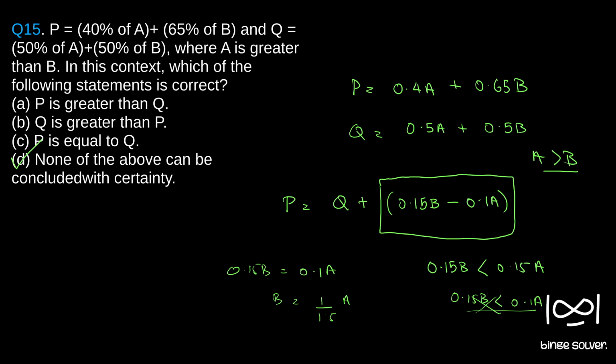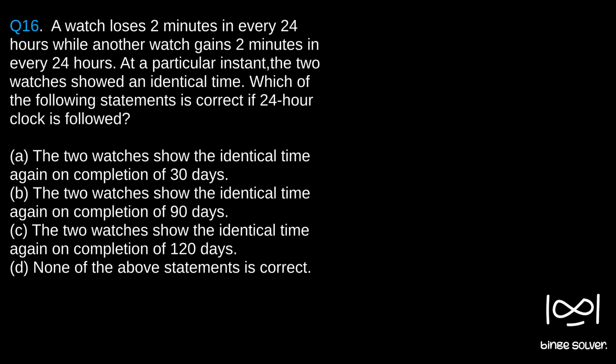Next question, question 16. A watch loses 2 minutes in every 24 hours, while another watch gains 2 minutes in every 24 hours. At a particular instant, the two watches showed an identical time. Which of the following statements is correct if 24-hour clock is followed? Option A is the two watches show the identical time again on the completion of 30 days. Option B is 90 days, option C is 120 days, and option D is none of the above statement is correct.